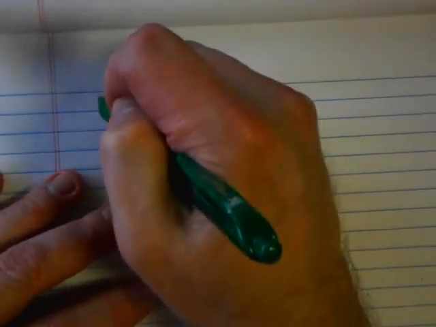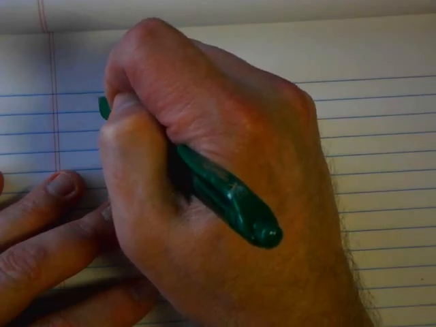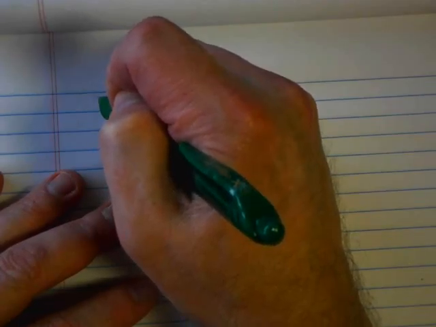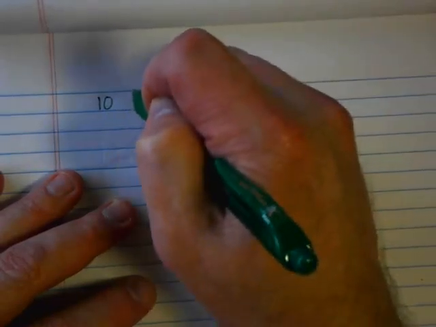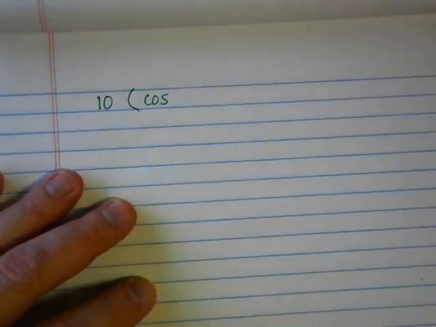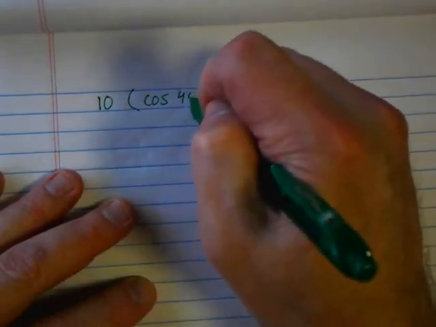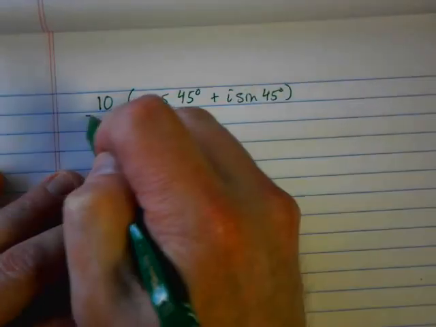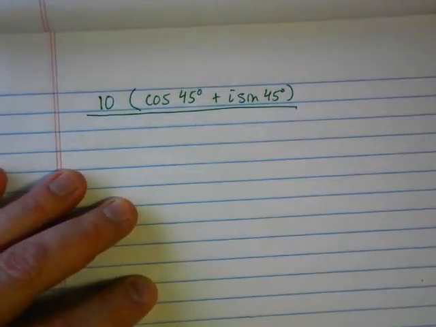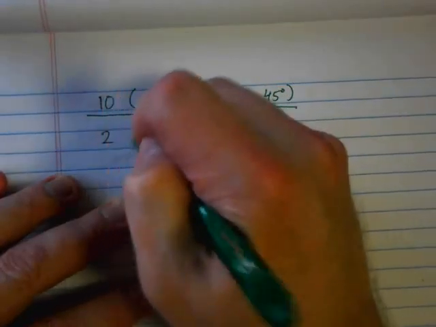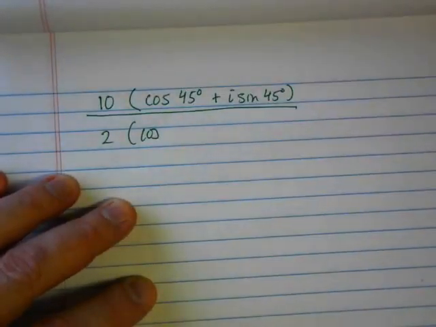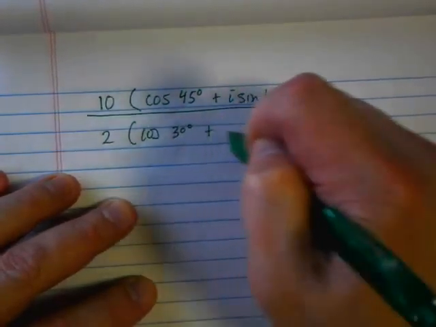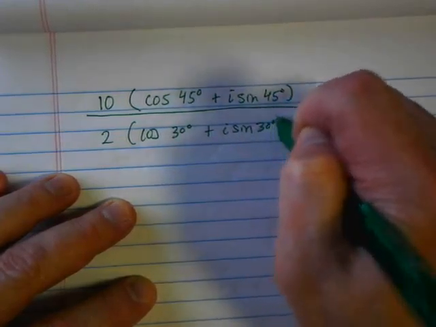So if I had, I don't know, give me a number. Nobody has a number they like? 10, there's a number. Cosine of, give me your favorite angle. 45 degrees. Plus I sine 45 degrees. And I wanted to divide that by 2 cosine of, let's go 30 degrees, plus I sine 30 degrees.